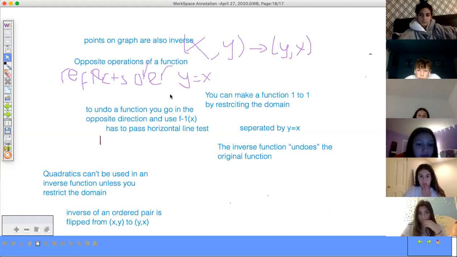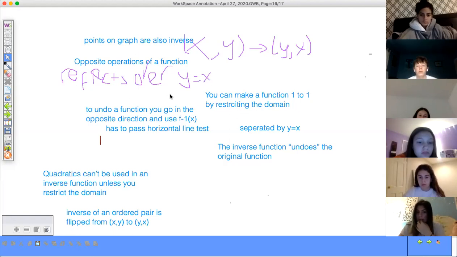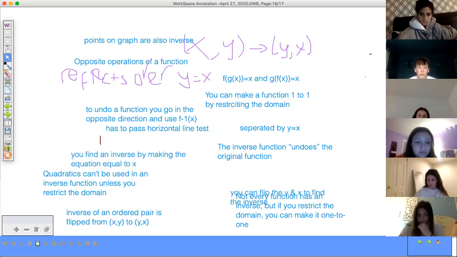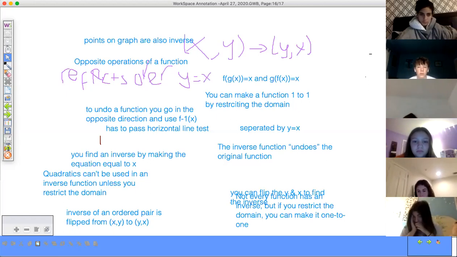Okay. How do you find an inverse? How do you find an inverse? If somebody wants to type that in there, we'll go over a couple of these things. I like what I'm seeing so far. All right. Okay, so here is some stuff here.